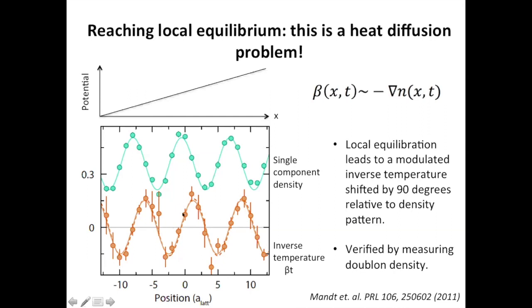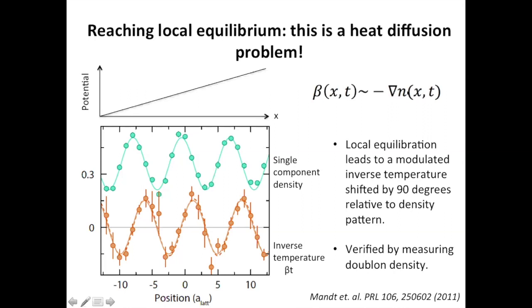And once we figured this out theoretically, we could actually go and measure it in the experiment. So we can measure, say, both the density and the doublon density and use that as a thermometer. So we can use a high temperature expansion to extract this beta, and we see that it's oscillating. And this is out of phase with the density gradient, okay? So beta is basically proportional to the gradient of the density.